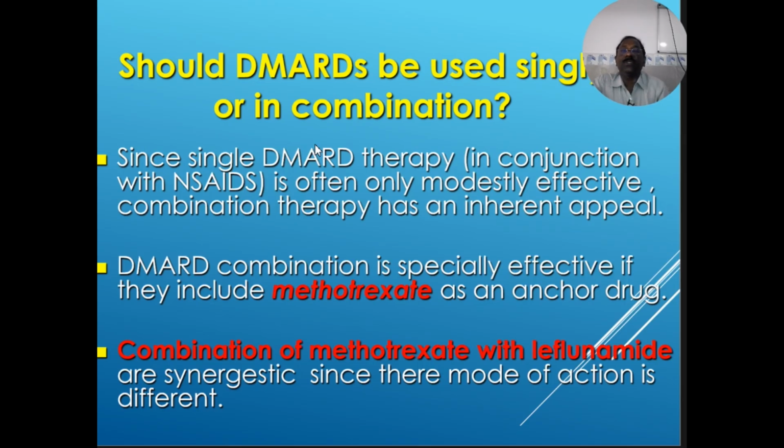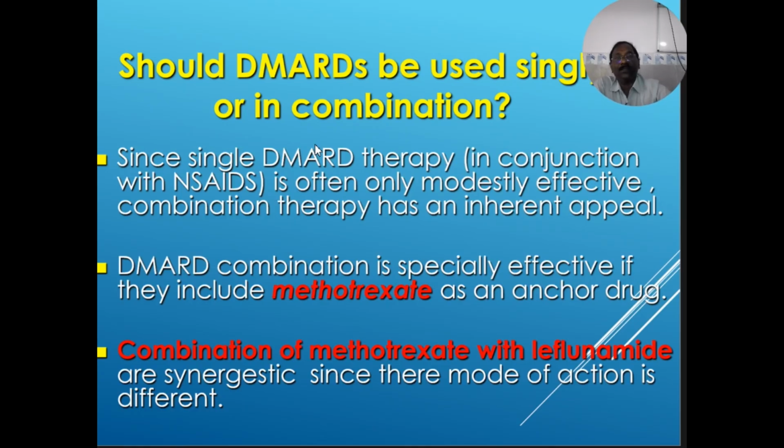Should DMARDs be used single or in combination? Since single DMARD therapy is often only modestly effective, combination therapy has an inherent appeal. I have told you in the slide also: 33% with a single drug, 2 drugs 44%, 3 drugs 75%, 76%. So DMARD combination is especially effective if you include methotrexate as an anchor drug. So this is very important. What is the anchor drug?